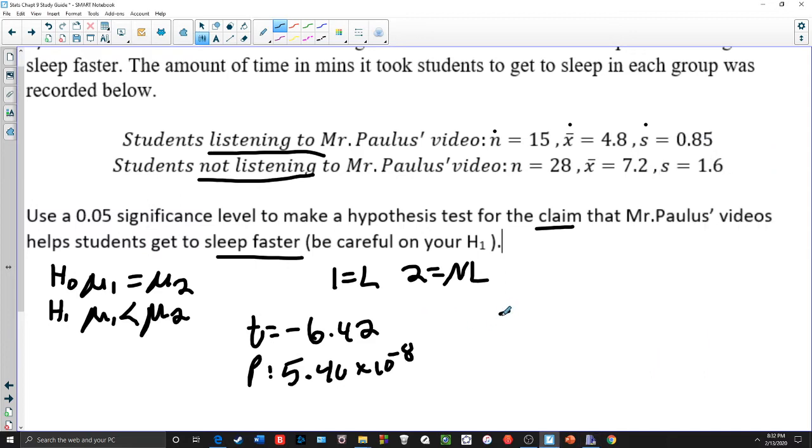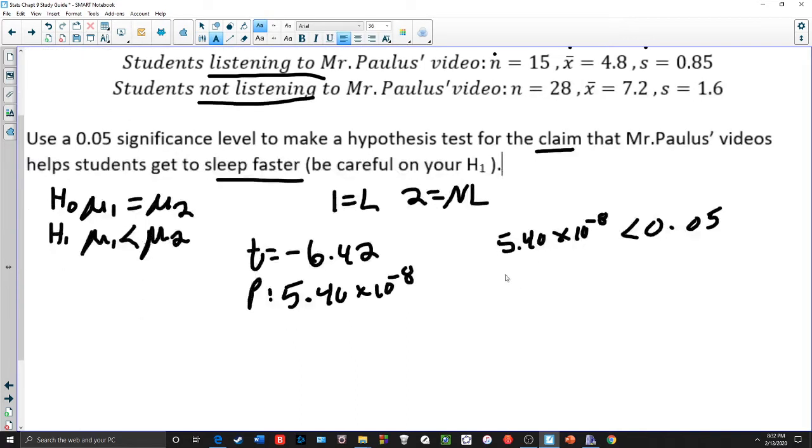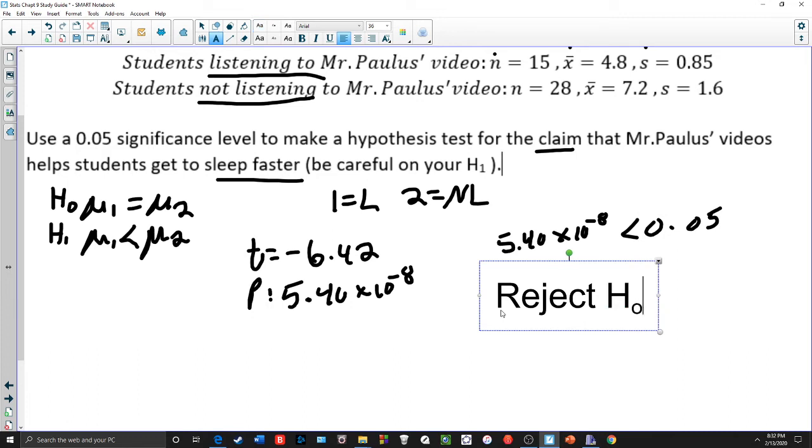So in this case, that number, 5.40 times 10 to the negative 8, is going to be much less than 0.05. So once more, let me actually type this out this time so it makes it a little bit more clear. Once more, we're going to reject H0, oops, capital H0.